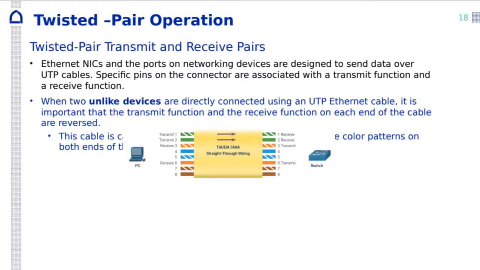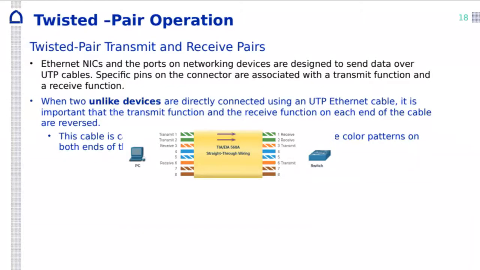When two unlike devices are directly connected using a UTP cable, it is important that the transmit function and the receive function on each end of the cable are reversed. If I am connecting computer to computer, I should reverse the colors. We call this a cross cable, because I am connecting the same type of device from one side to the other. So we reverse the wires, and the cable is called cross. The sender here is connected to the receiver here, and the sender here is connected to the receiver on the other side. Cross cable.